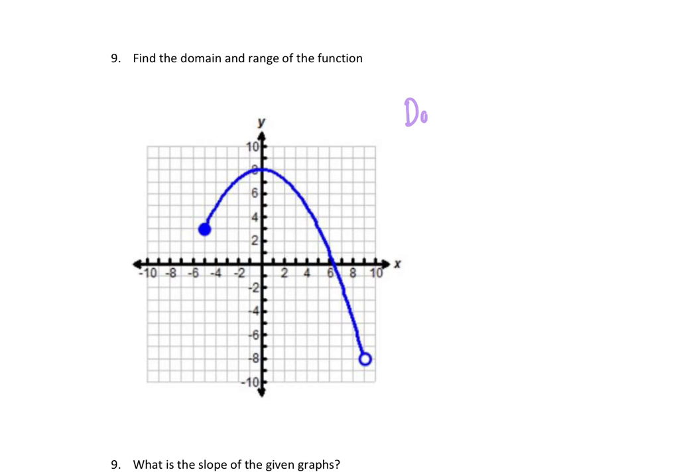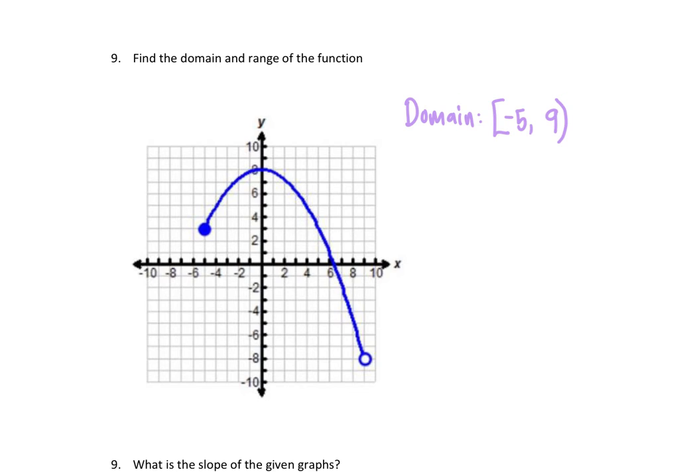So if we're looking at our domain, we're starting at x equals negative 5. Right there, that's the x value. Then we have something, we have something, we have something all along the horizontal direction until we get to right here. That's where we would stop. Well, the x value where that stops is at 9. But because it's an open circle, we just do a parenthesis so that we know that we can't be equal to it.